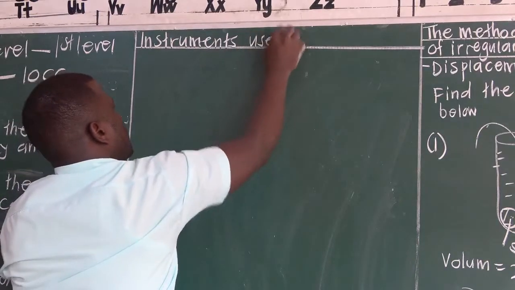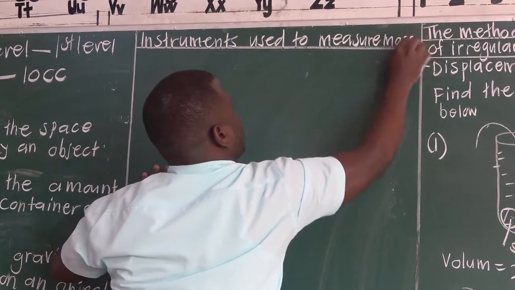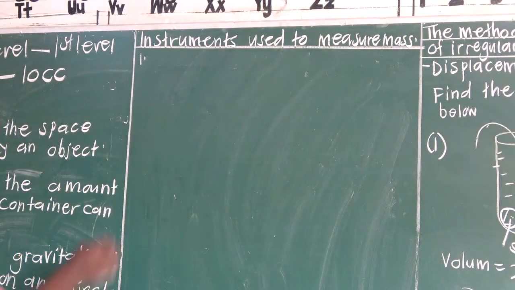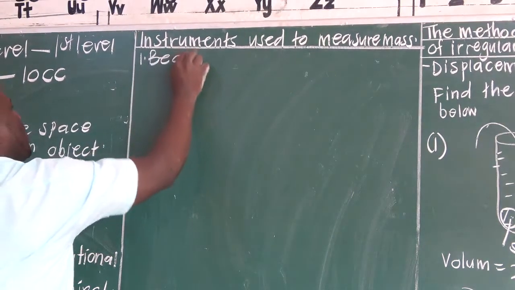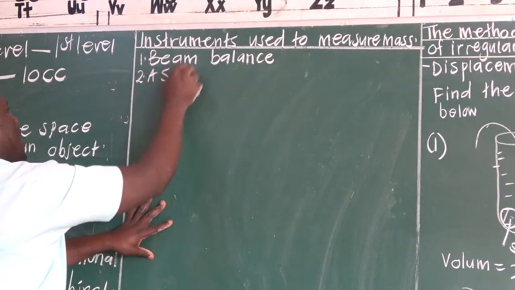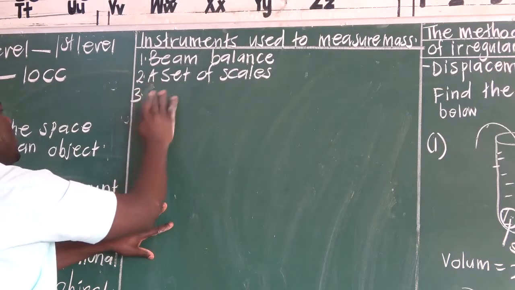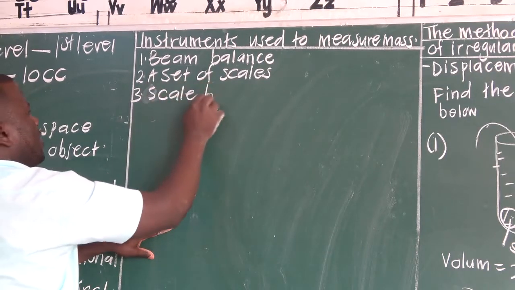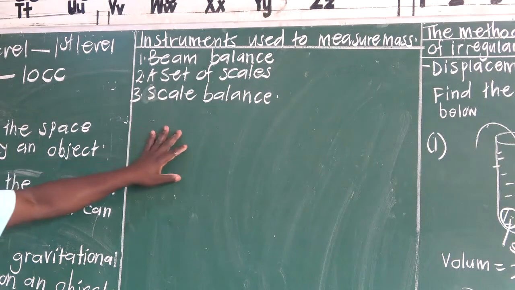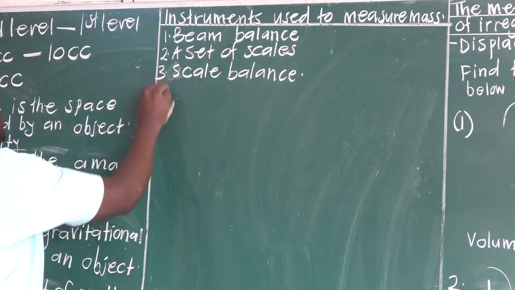Instruments used to measure mass. One, we have beam balance, a set of scales. Then we have scale balance. So all these three are the instruments used to measure mass: beam balance, a set of scales, then scale balance.